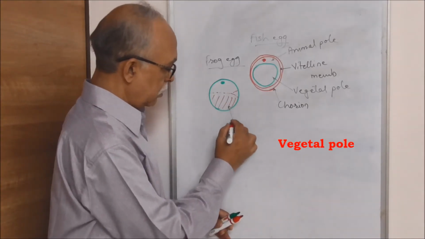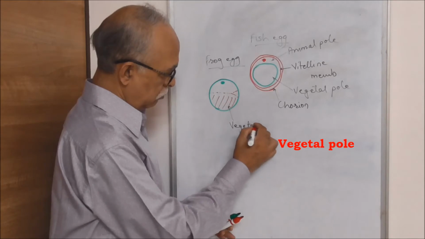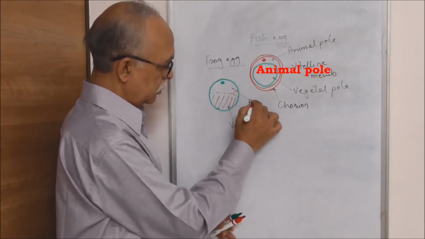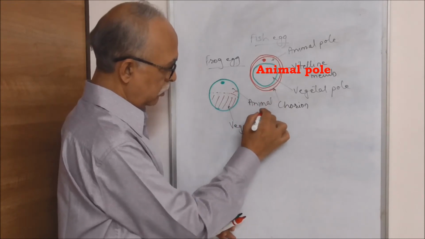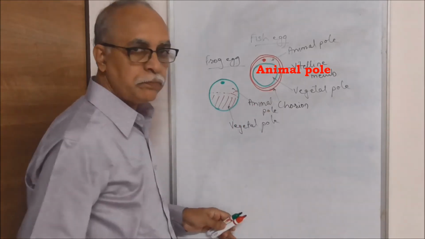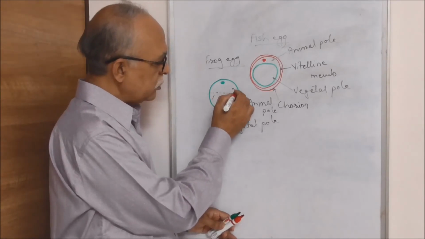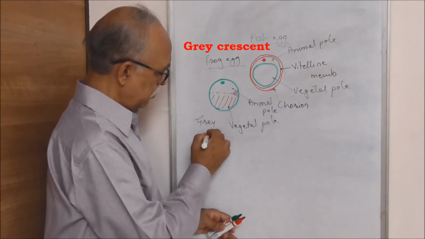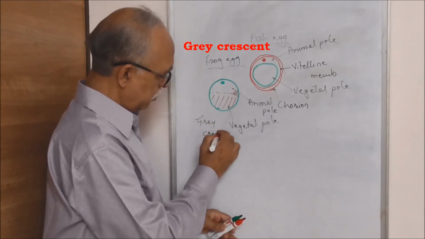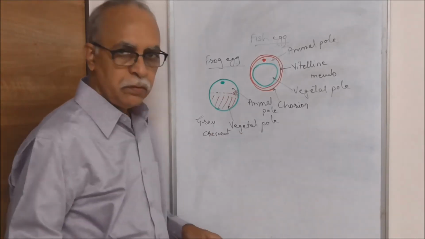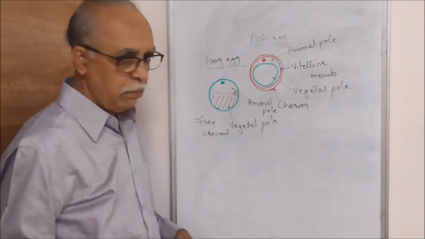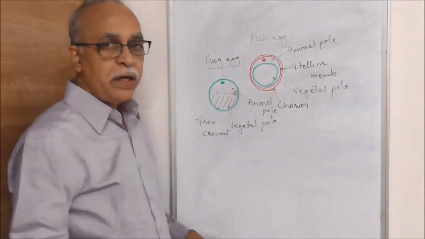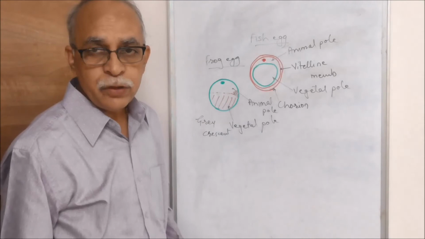So this will be vegetal pole, this is animal pole, and here there is a small region which is demarcated as gray crescent, which would play a vital role in the process of development of an embryo. So here also animal pole and vegetal pole are clearly distinguishable.